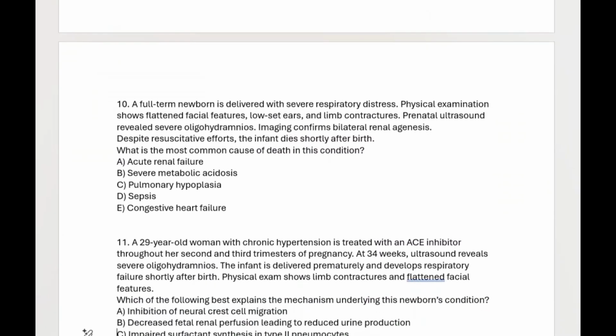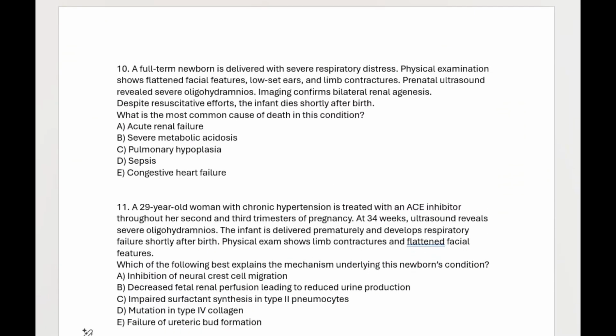A full-term newborn is delivered with severe respiratory distress, and physical examination shows flattened facial features, low set ears, and limb contractions. So that's also suggestive of Potter sequence. But now let's ask ourselves, why is this patient having Potter sequence? Prenatal ultrasound shows severe oligohydramnios. So there's bilateral renal agenesis, and despite resuscitative efforts, the infant dies shortly after birth.